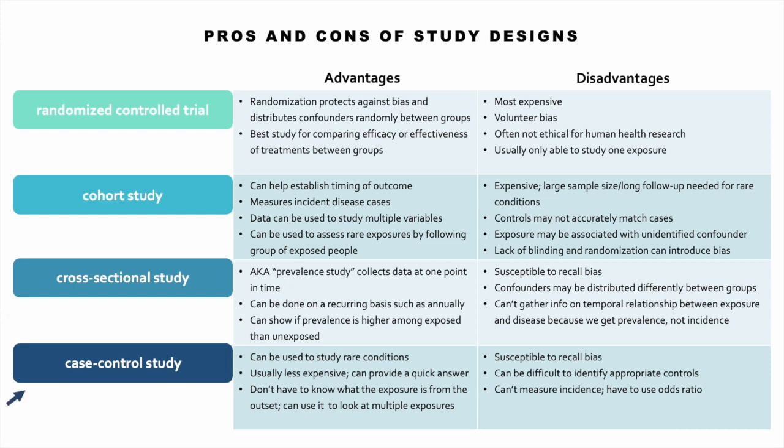Case control studies are helpful for very rare conditions and are usually less expensive and can be helpful for looking at multiple exposures. You don't have to know what exposure you're interested in from the outset necessarily. But like cross-sectional studies, case control studies also can be susceptible to recall bias, and it can be very challenging to identify appropriate controls. And case control studies can't measure incidence, so you have to rely on odds ratio.